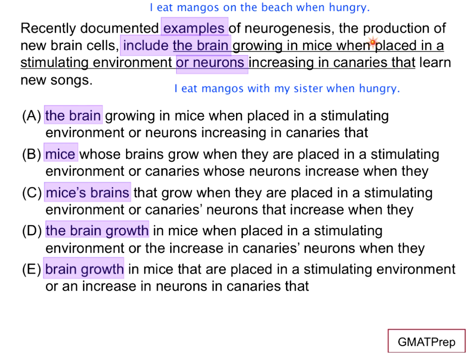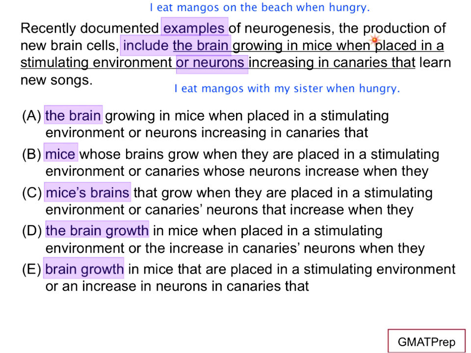And you need to pick that noun up from earlier in the sentence, and it needs to be the subject of the sentence. What's the subject of the sentence? Mice is not the subject of the sentence. In mice, prepositional phrase, not the subject. Of neurogenesis, not the subject. The brain, no verb after that. Yeah, it's all the way back here. It's examples. Examples include the brain growing when the examples are placed in a stimulating environment.